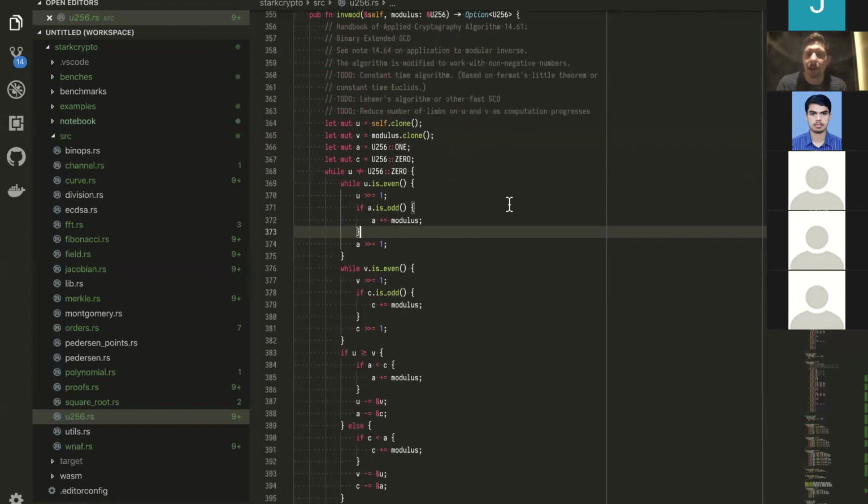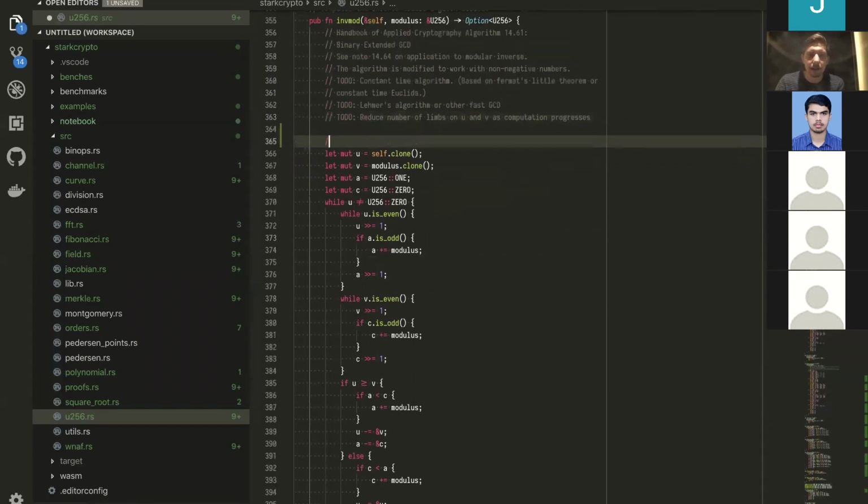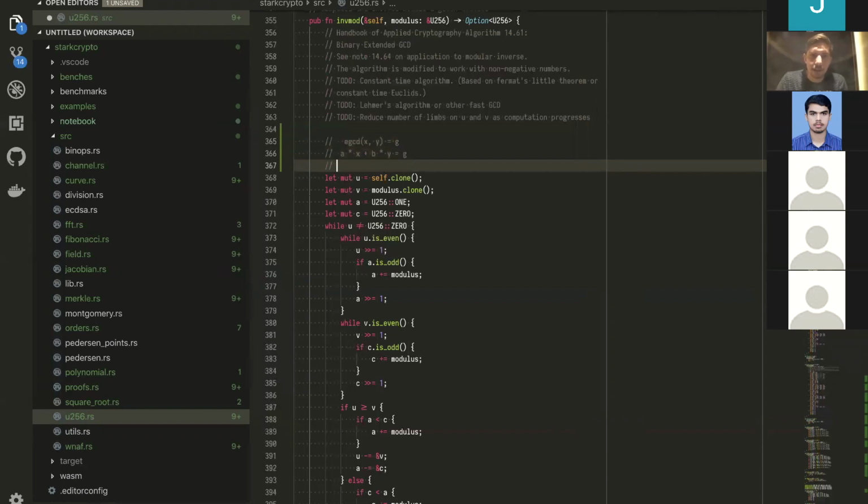Basically it computes the GCD, the extended GCD. So the extended GCD gives you a bunch of numbers such that, let's say we want to do the extended GCD of numbers x and y, that will give you numbers a and b such that a times x plus b times y equals the GCD. So you get two numbers such that a times x plus b times y equals the greatest common divisor of those two numbers.